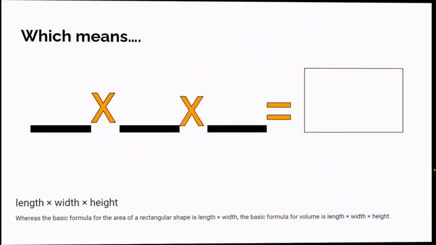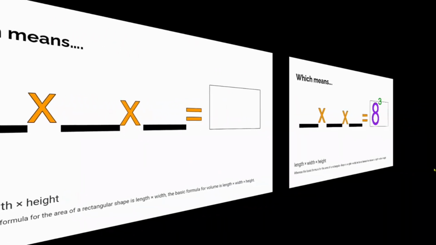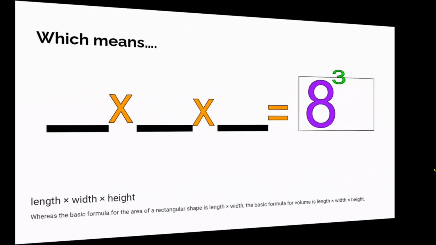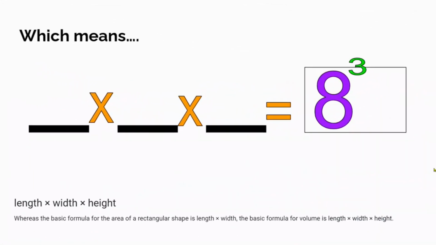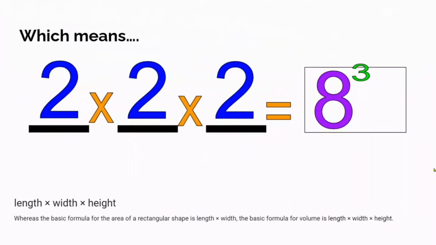Which means that when we see this on a test or a worksheet for school, you'll need to fill in the space with the required information. For example, if the answer that is given to you is 8, you will need to decide what times what times what equals 8. In this case, we can see that 2 times 2 times 2 equals 8, and that would be the dimensions of the volume of our shape.